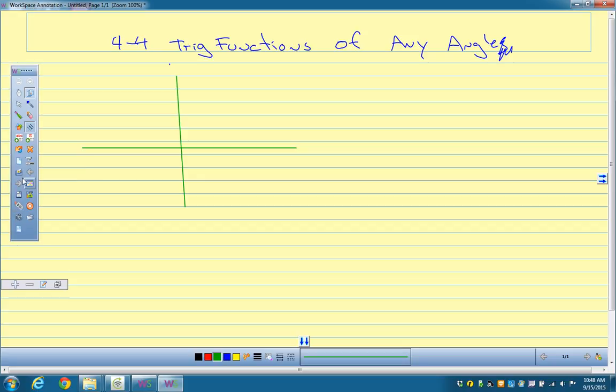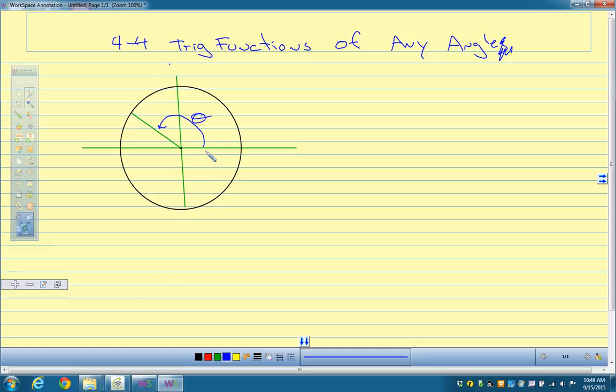Okay, so if I were to draw a circle with my high-tech tools here, I could draw an angle in any quadrant I want. And here's some angle theta. Remember, whenever you're talking about theta, you're talking about the angle rotated counterclockwise from the x-axis, stopping somewhere. And this is the point x comma y.